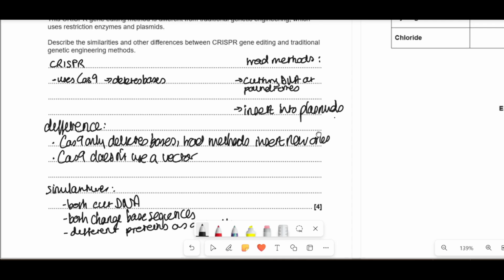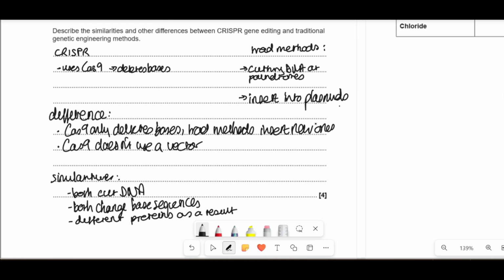In the mark scheme, it says, as well as that, traditional genetic engineering is illegal in humans. That's nothing I guess you could say, but those other points are enough. I wasn't really thinking that.